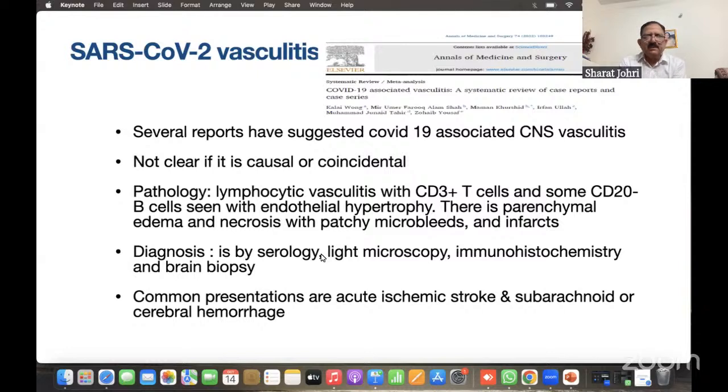Diagnosed by serology, light microscopy, immunohistochemistry, and brain biopsy. Common presentations in these cases were ischemic stroke or subarachnoid hemorrhage. But they found that there was sinus vasculitis on autopsy, not biopsy, but autopsy.